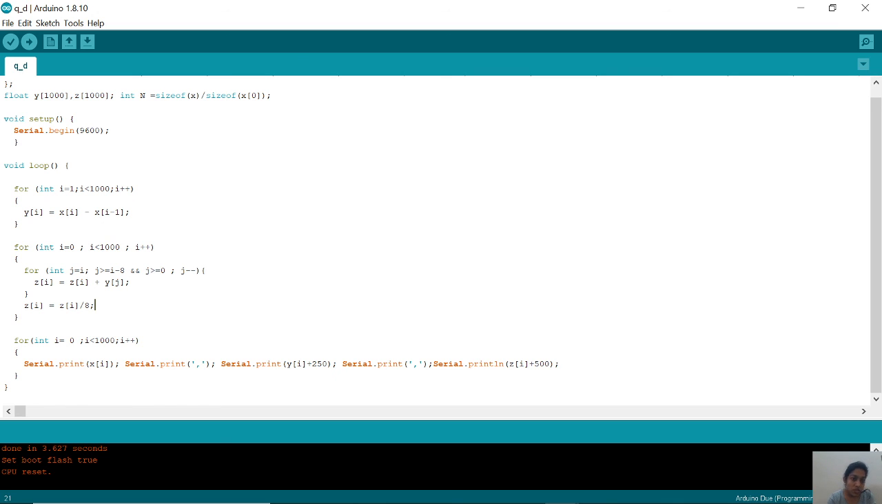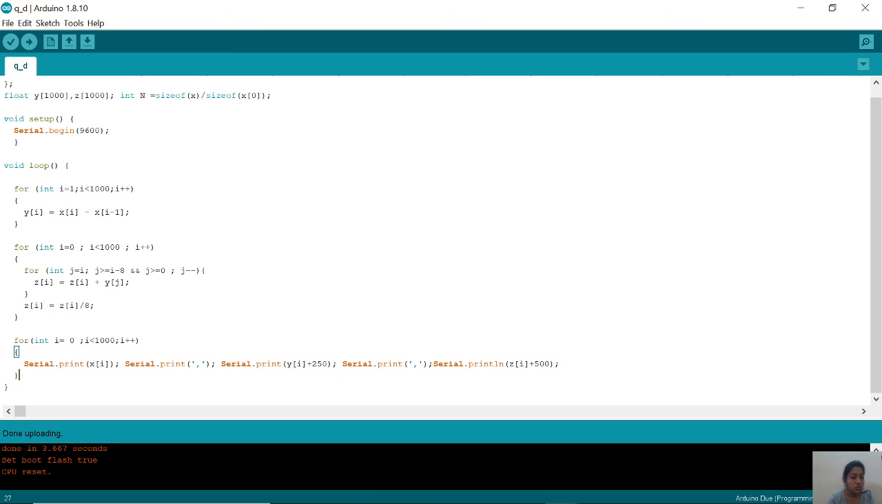In the second loop we'll be taking the moving average. For j equal to i down to j equal to i minus 8, the loop will be running, and we'll be taking the average of the entire signal, so z of i equal to z of i by 8. Here we are taking the input obtained after differentiating, so we took y of i, not x of i. Then in another loop we'll be printing the signals: x of i is the input signal, y of i is the signal obtained after the first order derivative, and z of i is obtained after the derivative filter and moving average filter.